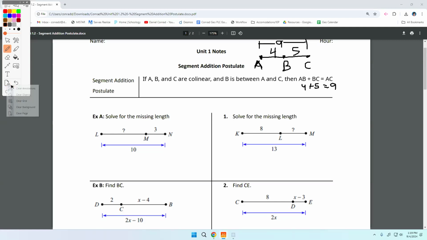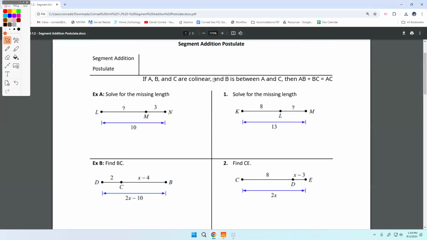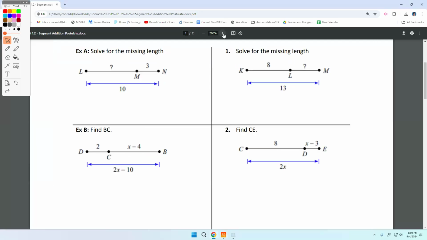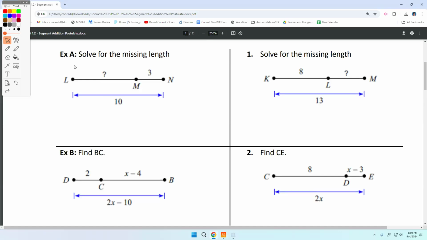All right, let's look at our examples down here. Okay, so the first one here, the first segment, we're going to write it out. So we're going to say LM, that's the first piece, plus MN equals the whole thing, which is LN. So there's our segment addition postulate.